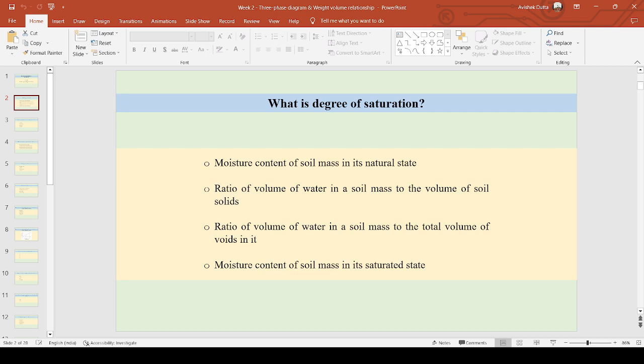I repeat the question once again. What is degree of saturation? Your options are moisture content of soil mass in its natural state, ratio of volume of water in a soil mass to the volume of soil solids, ratio of volume of water in a soil mass to the total volume of voids in it. Option 4, moisture content of soil mass in its saturated state. I hope you have written the question. I'll go to the next question now.